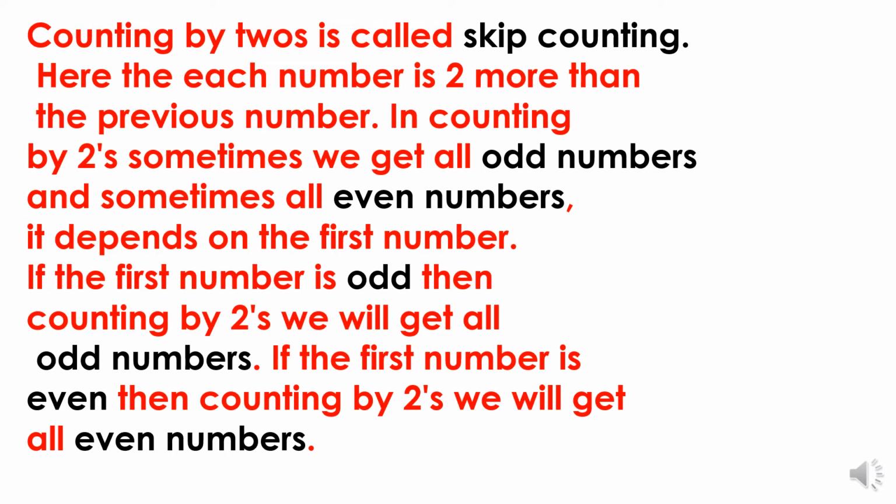In counting by twos, sometimes we get all odd numbers and sometimes all even numbers. It depends on the first number. If the first number is odd, then counting by twos we will get all odd numbers. If the first number is even, then counting by twos we will get all even numbers.